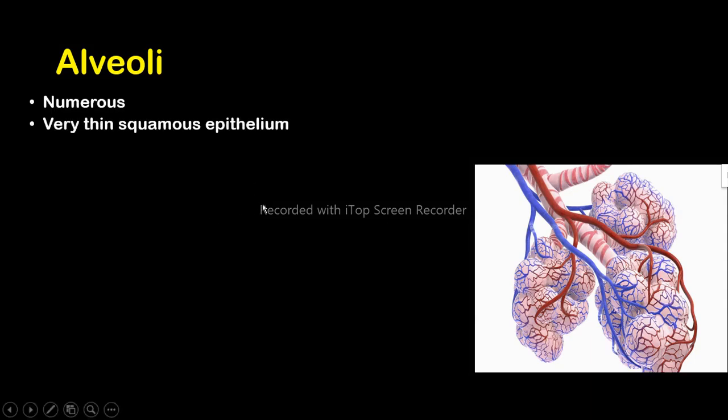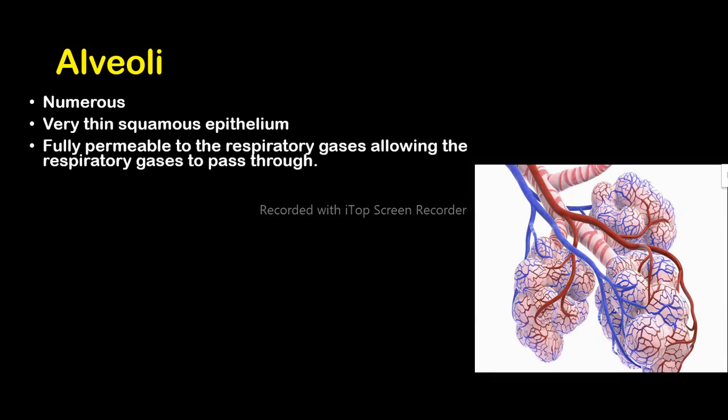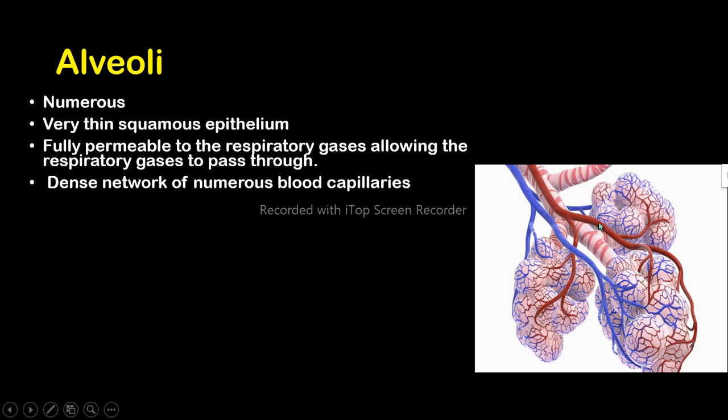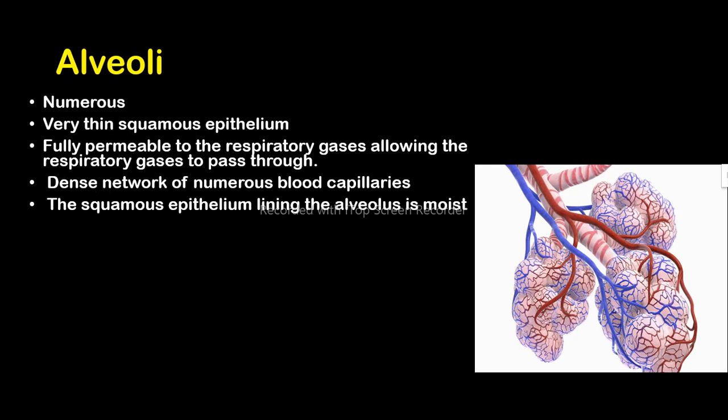So they are numerous, very thin squamous epithelium, fully permeable, and have a dense network of capillaries. I hope you can see that. Then they have simple squamous epithelium, which gives it a thin, permeable epithelium that increases the rate of diffusion. So like this one is repeated. They are well ventilated.